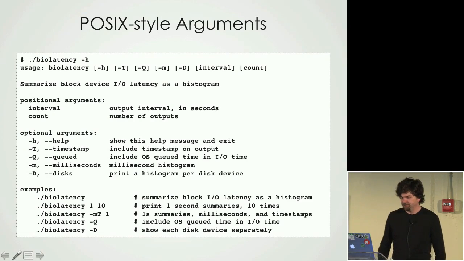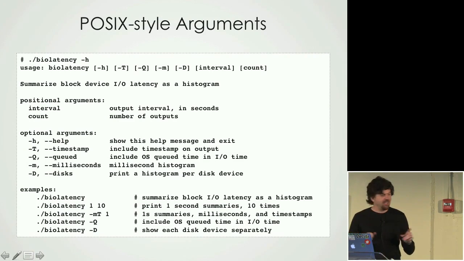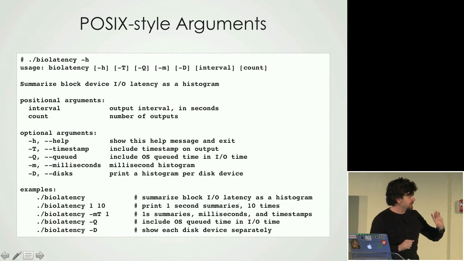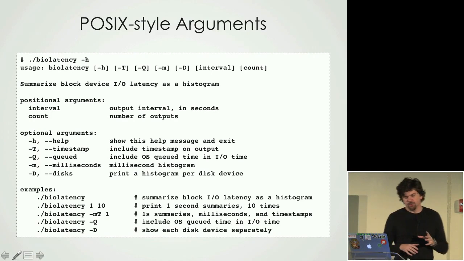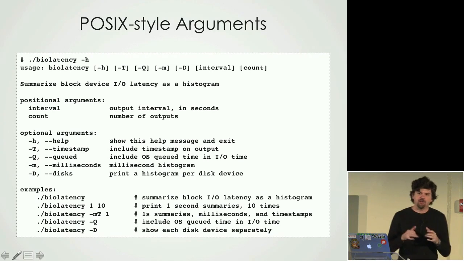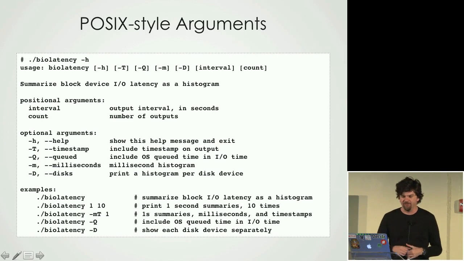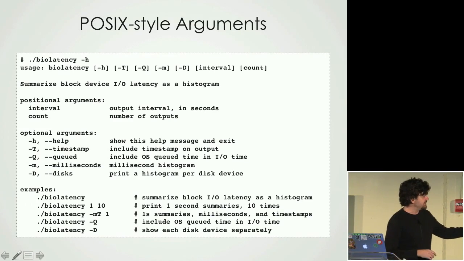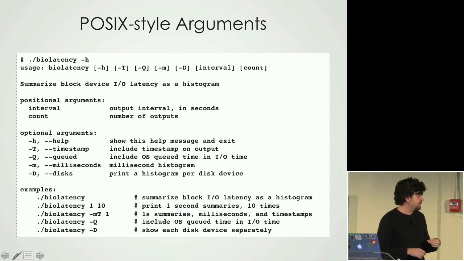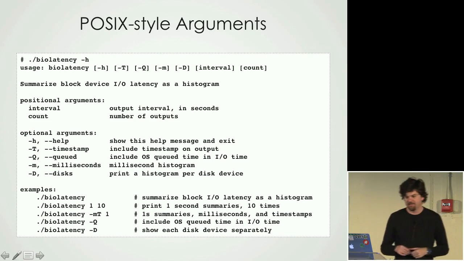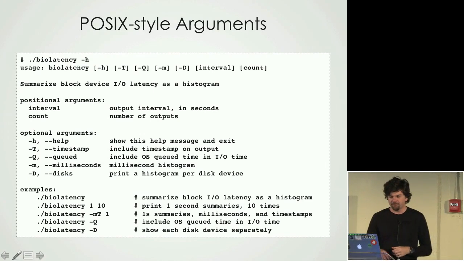POSIX-style arguments. I really like my tools to have arguments that follow the same theme. If a tool does one thing and does it well, I don't have weird arguments that completely change the behavior of the tool. And so here's biolatency, so I can add timestamps, I can change it to be queued times, I can change the units, but that's about it.